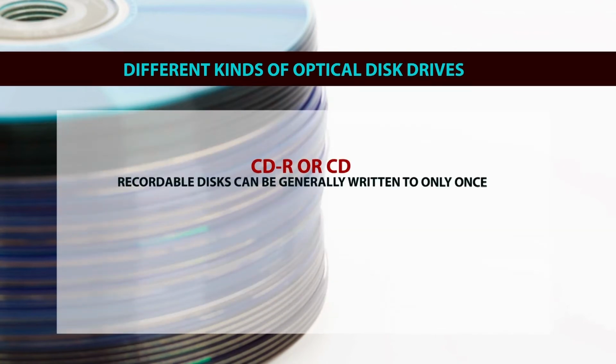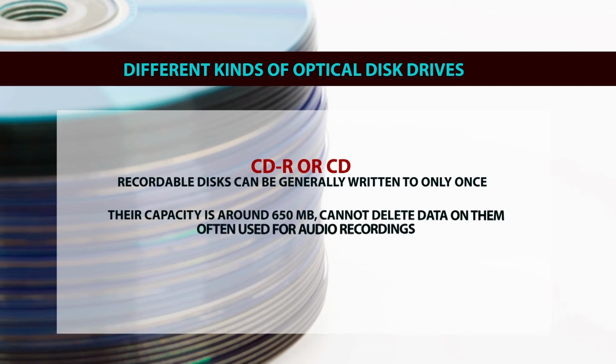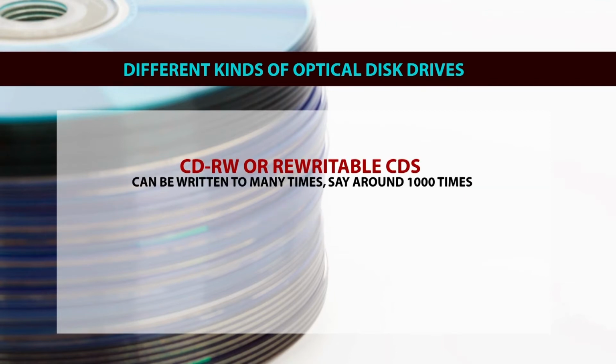There are different kinds of optical disc drives. There are those which can be written to only once. These are the so-called WORM discs, write once, read many times. So, a recordable CD or a recordable DVD can be written to only once. A recordable CD-R has a capacity of about 650 MB. One cannot delete the data on them, and it is often used for audio recording. A CD read-write or rewritable CD can be written to many times, say something like 1000 times.